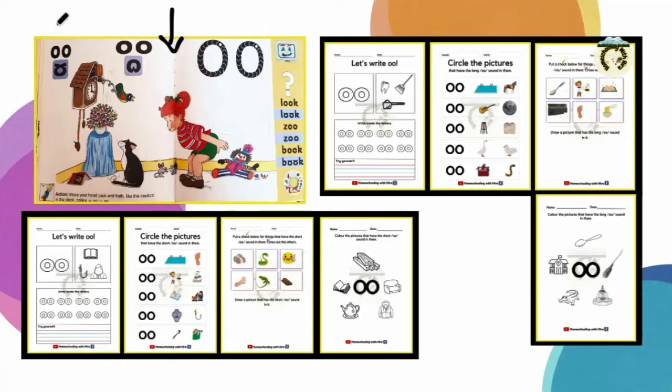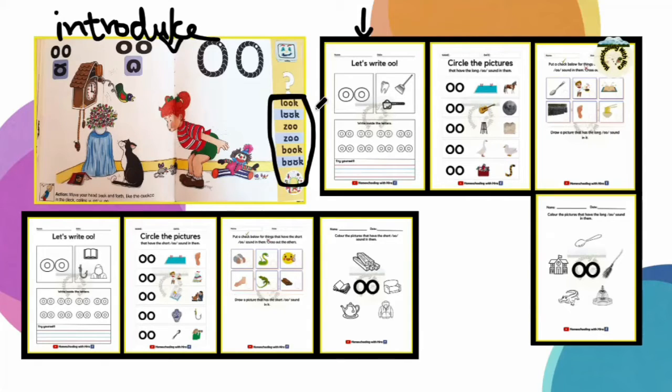Okay, so let me quickly tell you the steps of teaching this sound. You need to introduce this sound with the help of a story. This is the Jolly Phonics way, right? Then you will tell children how to write this sound. This step is called formation. Next, we do some blending and segmenting exercises.